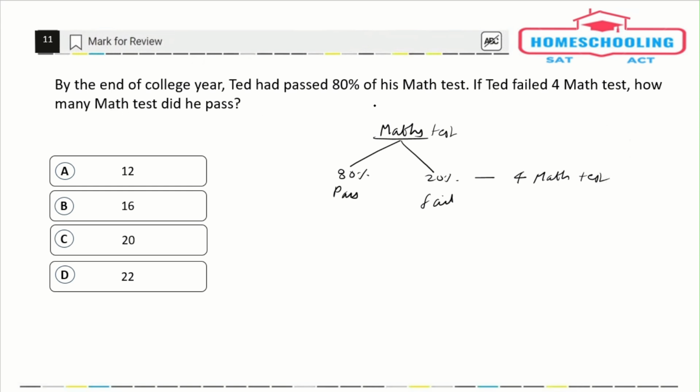How many maths tests did he pass? So 20% is equal to 4 maths tests. So 80% would be how much? 80% would be 4 times 4, that would be 16. See, if 20 is 4, then 80 would be 4 times of 20, so 4 times 4, that would be 16. So your answer would be 16.